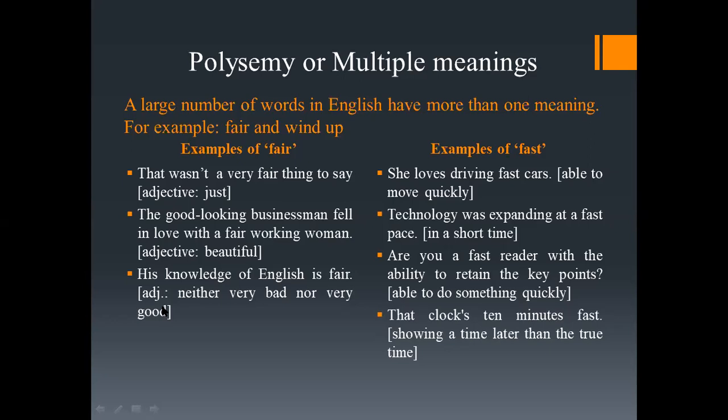So there is one word, fast, and it has four meanings, and four different usages as well. Sometimes it is used as a verb, sometimes as an adjective, sometimes as an adverb. Fast can also be used as a noun. So polysemy means a word has more than one meaning.